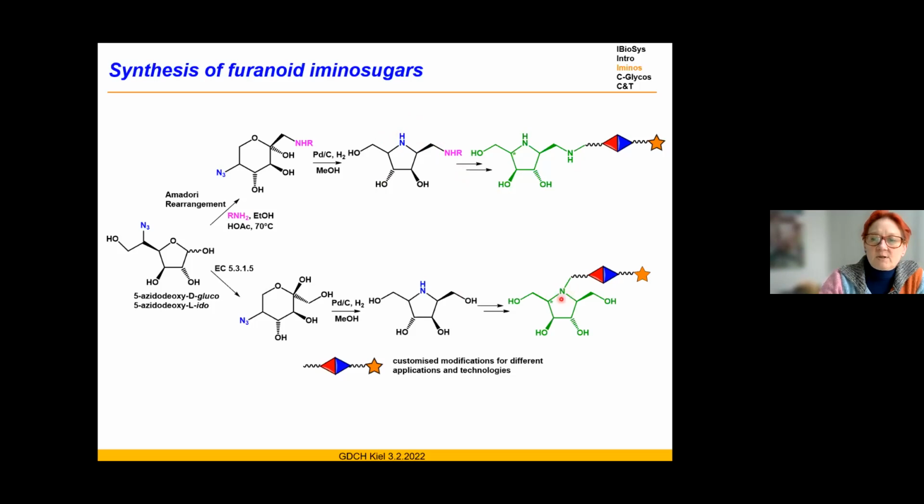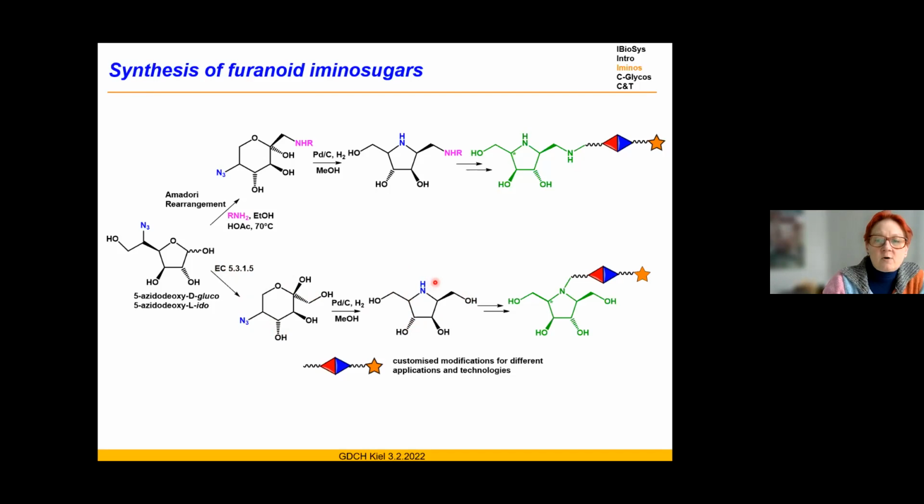If we just want to modify the ring nitrogen, we take advantage of an enzyme here, and this enzyme is a glucose isomerase, and this enzyme is one of the largest scale enzymes used worldwide, because the soft drink industry uses it for the isomerization of glucose to fructose for soft drinks, because fructose is sweeter than glucose. So what this enzyme does, it also isomerizes aldoses to ketoses. If we then perform the intramolecular reductive amination, we obtain a 5-membered ring iminoaldehyde and can do chemoselective modification here at the nitrogen.